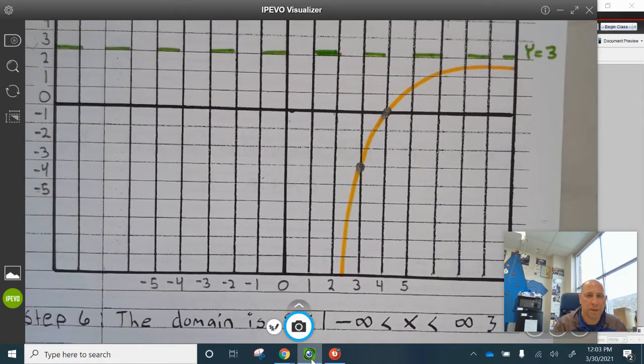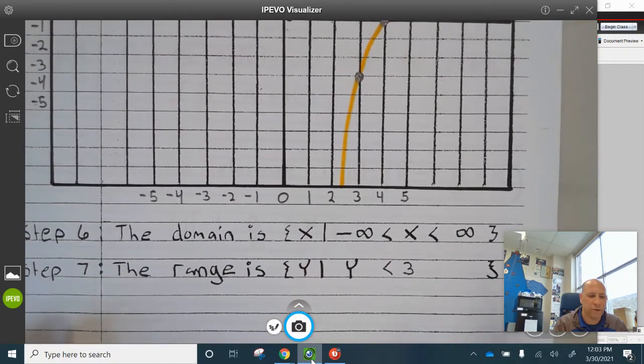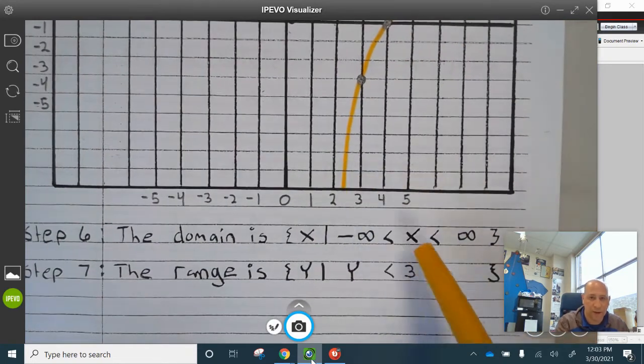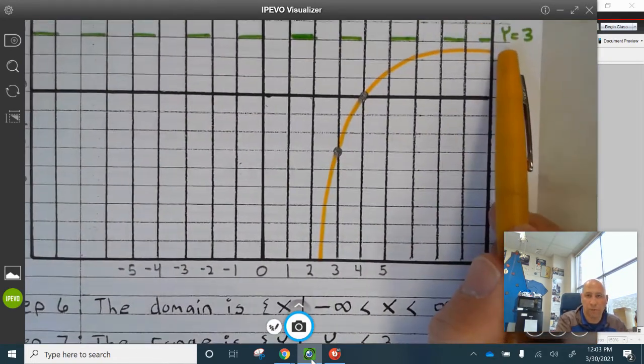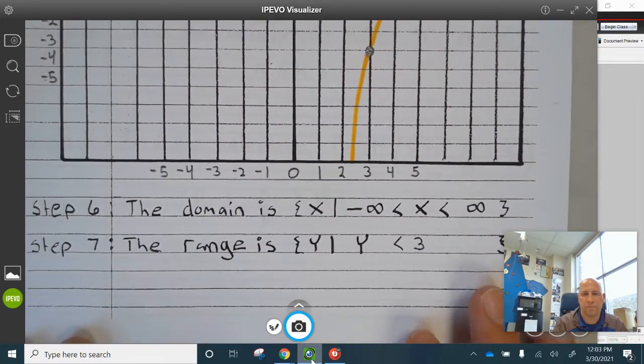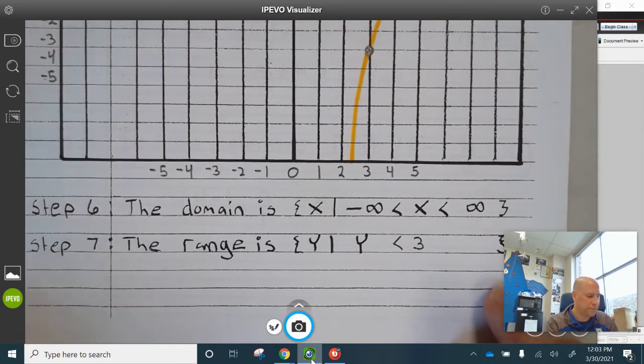Now, the domain is from -infinity to infinity. The range is less than, because you can see it's going down, and it's less than y equals 3. All right, go ahead and finish up the domain and range.